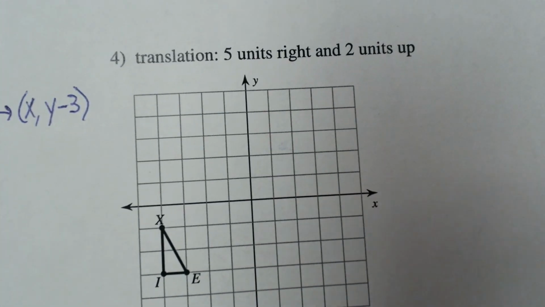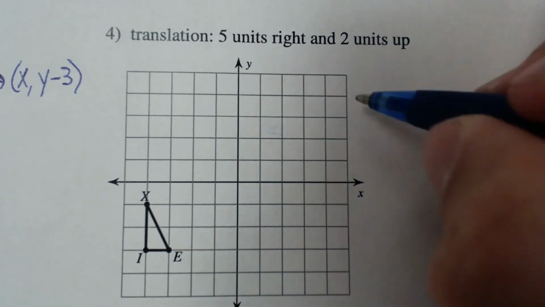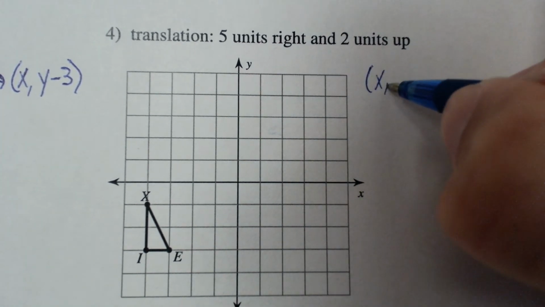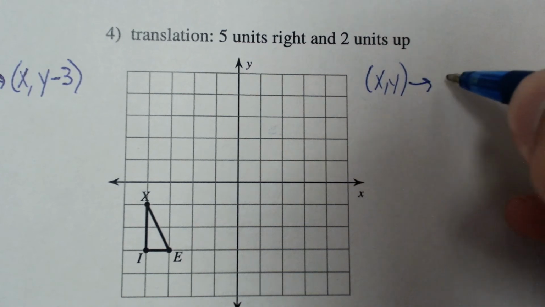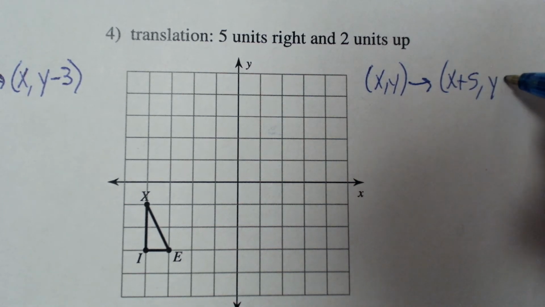On number 4, this graph's not even here. We're gonna work this one out all the way using the algebraic way of doing it. So you have x, y, and we went right 5, so that's x plus 5. And 2 units up is y plus 2.